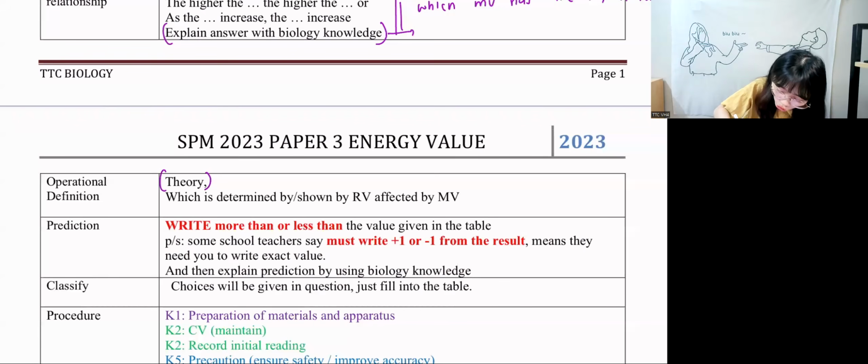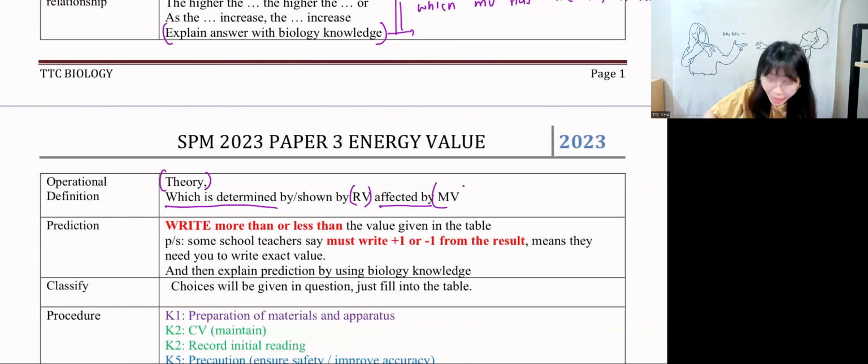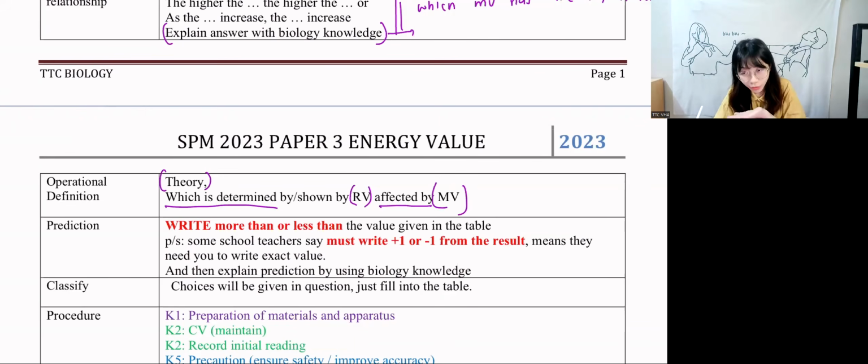you have to write which is determined by RV affected by MV, which is increase in temperature affected by type of food, or energy value affected by type of food. So your operational definition usually requires 3 things: theory, RV, affected by MV. These are the 3 things that we have to write for operational definition. Now then we have prediction.